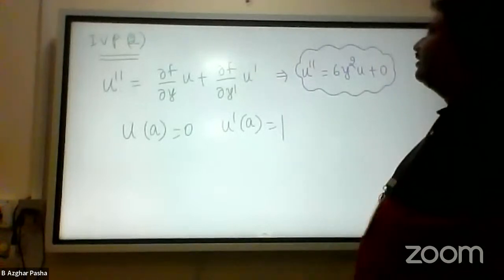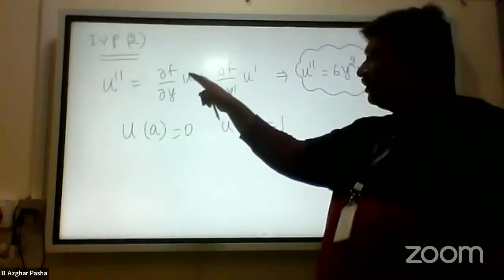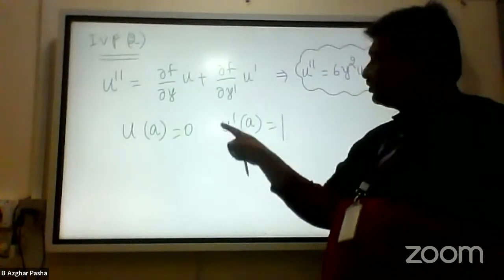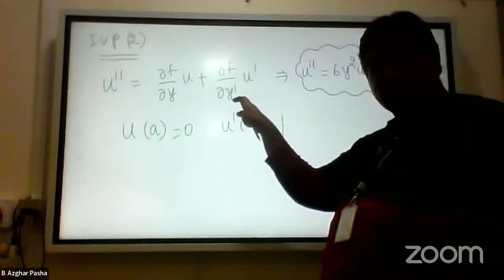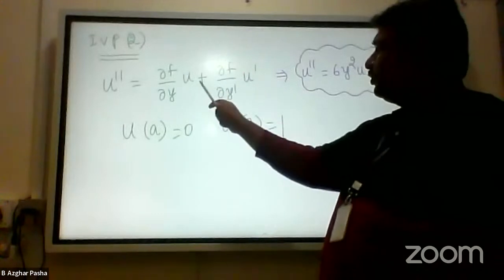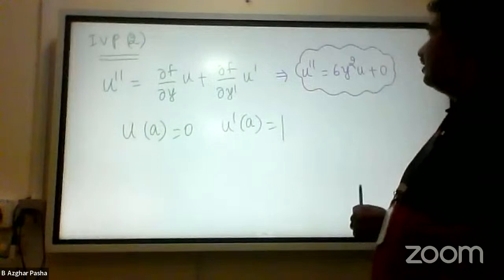Just recollect. f was a function of x, y, y dash, and x and s are independent. So f depends on y and y dash only, the two terms in that chain rule part. So dou f by dou y into u plus dou f by dou y dash into u dash is u double dash.